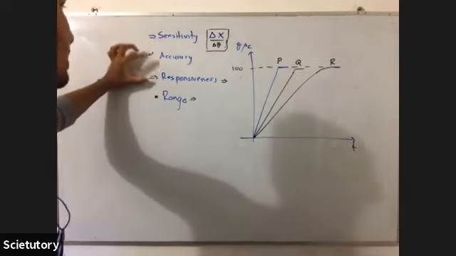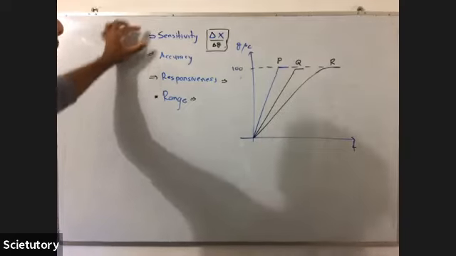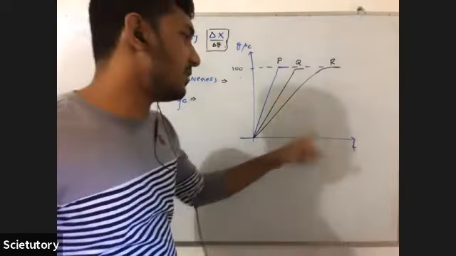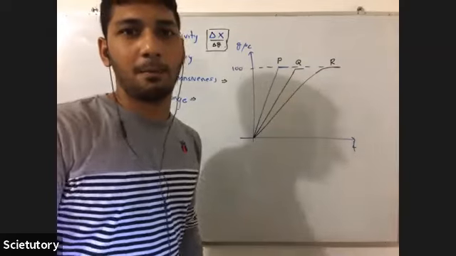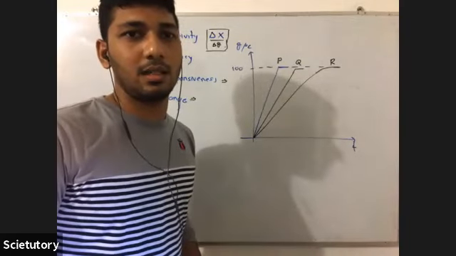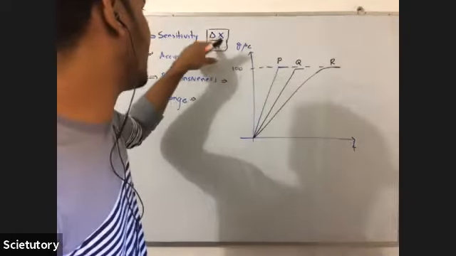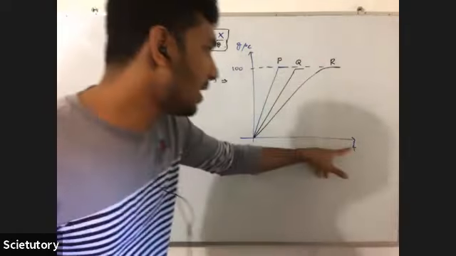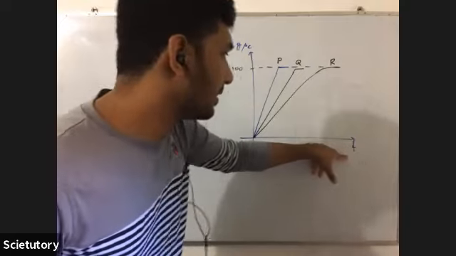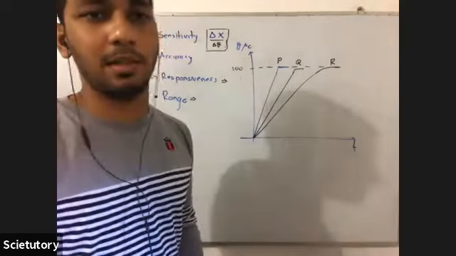So sensitivity, accuracy, responsiveness. Can you tell anything about sensitivity using this graph? No, you can't tell anything because it's not about the temperature and the thermometric property. This is about how fast. Okay, this is about time and the temperature.